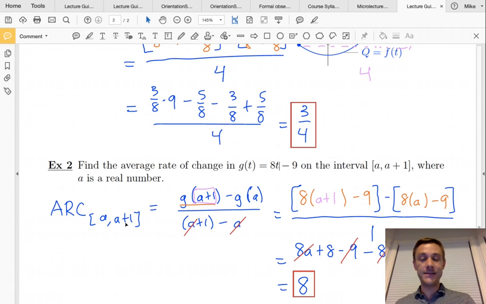So now we're digging into the symbology here a little bit. Not symbolism, but just symbols. No deeper meaning. Starting with a and then going up to a plus 1 is a jump of 1 unit, no matter what a is. And so we're saying that if you start at a, you go up 1 unit, it will always have an average rate of change of 8. No matter what endpoint we began at, if you go up 1 unit, this thing will definitely go up 8.